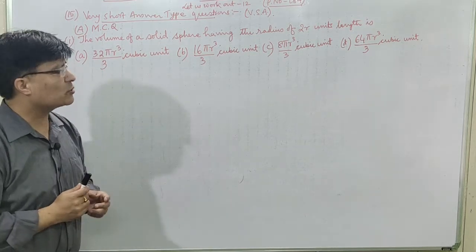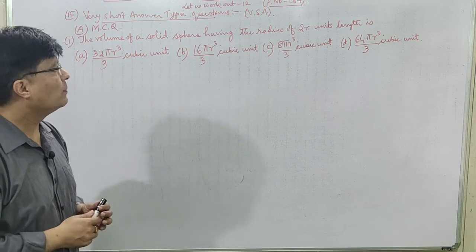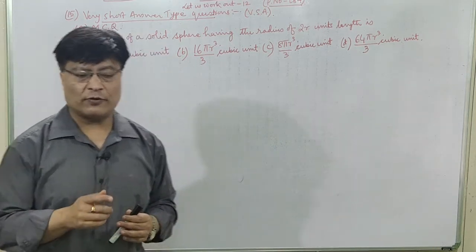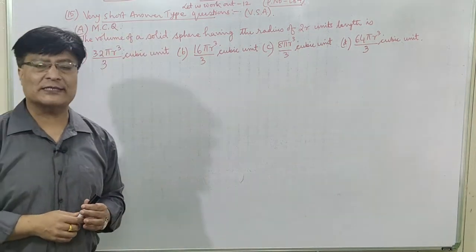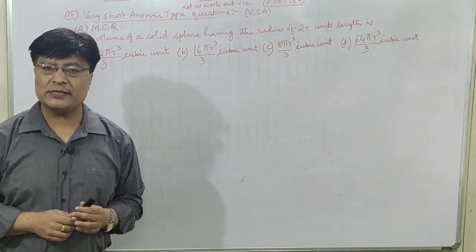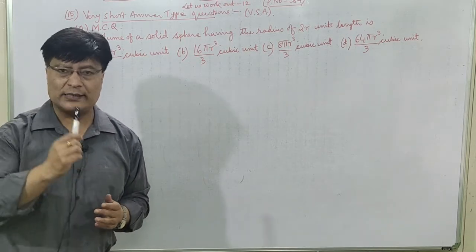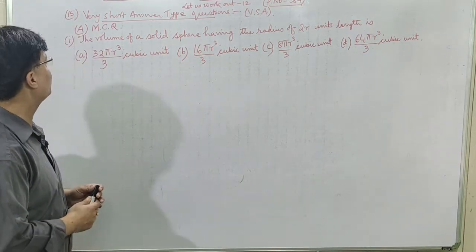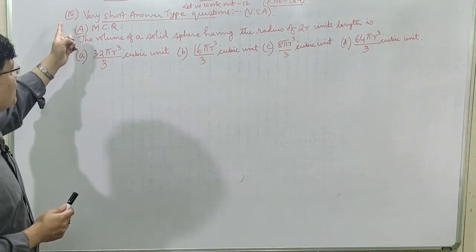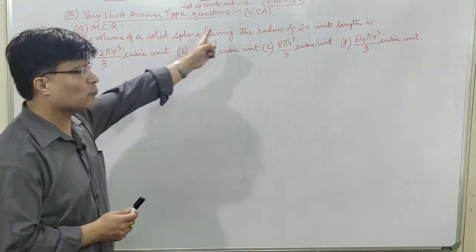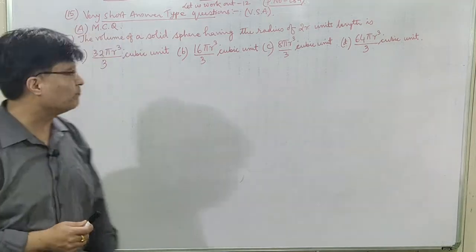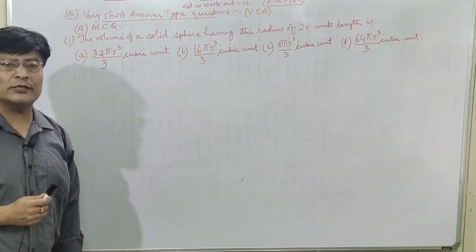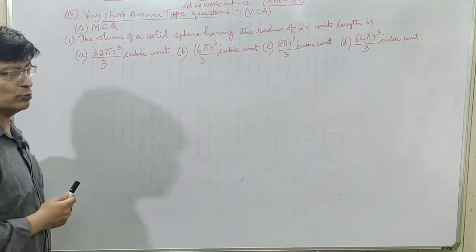So let us work out exercise 12, page number 184 from the book Ganit Prakash for class 10 by West Bengal Board of Secondary Education. So let's start the problem now. This is question number 15, very short answer type questions, that is VSA. So let us do multiple choice question type, that is MCQ.